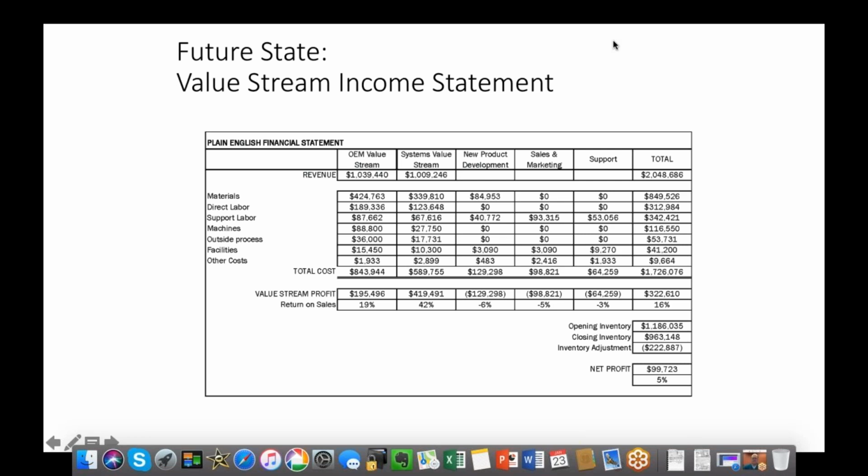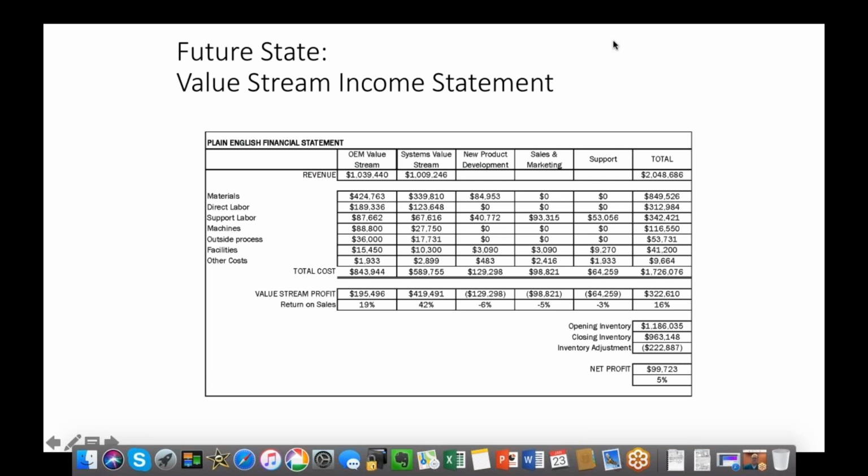However, the value stream income statement does show that operations did do its job for the period. They shipped more product and they brought in more operating profit. But the financial reporting requirements require the inventory adjustment, and that's the reason why.